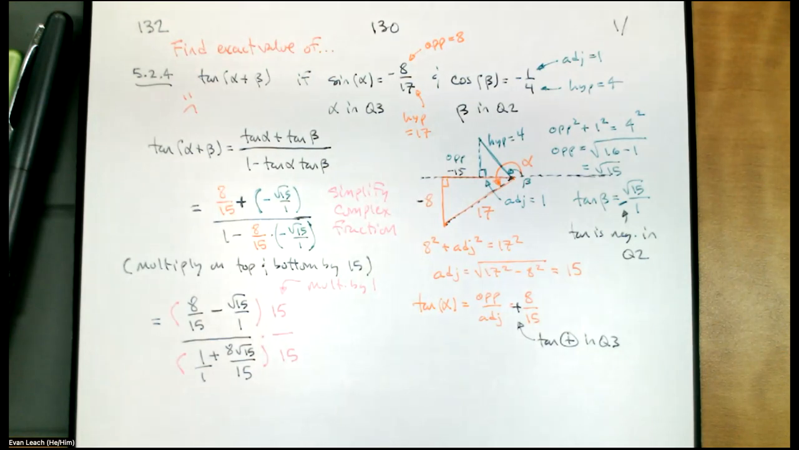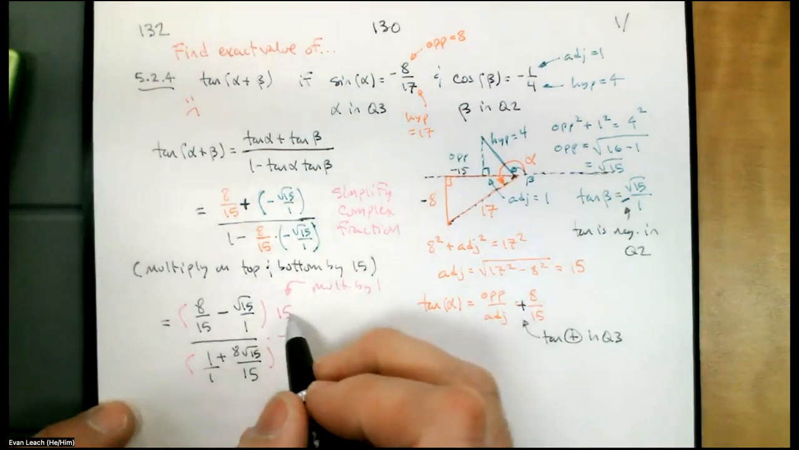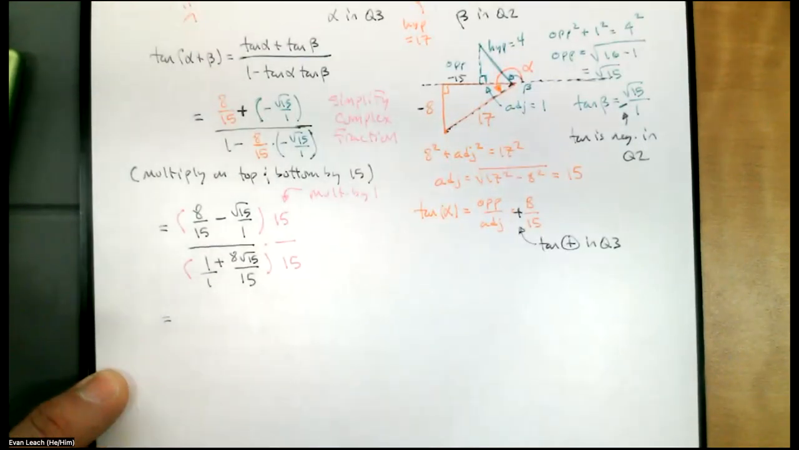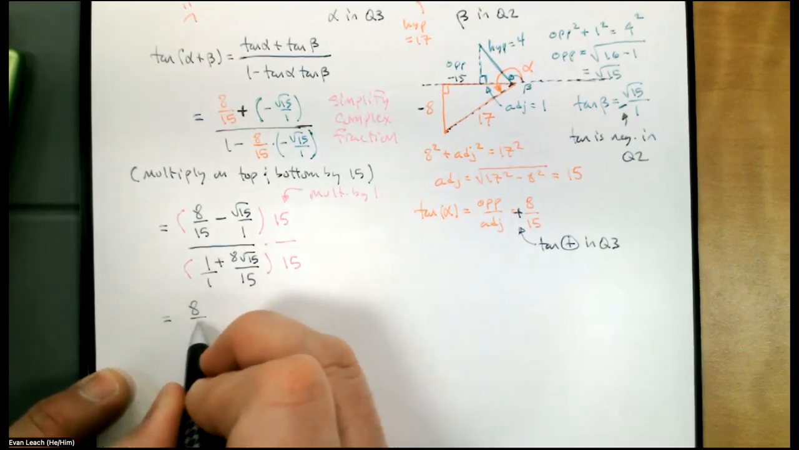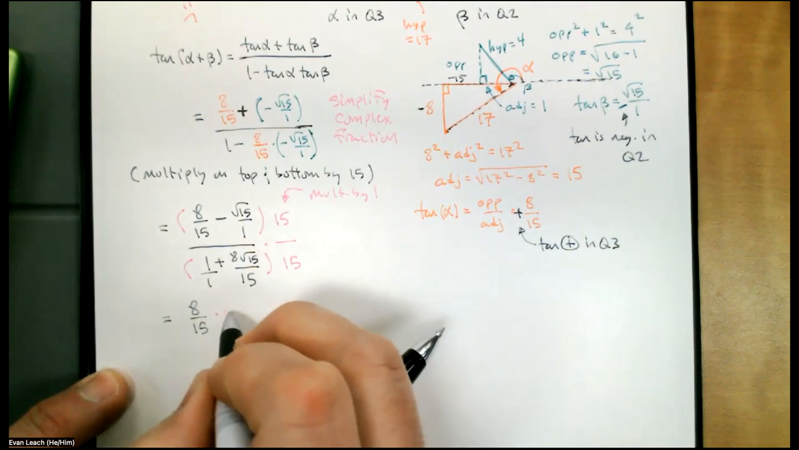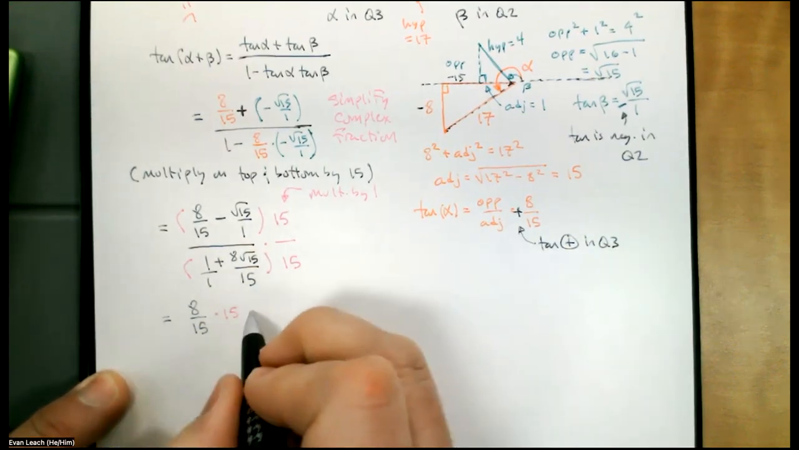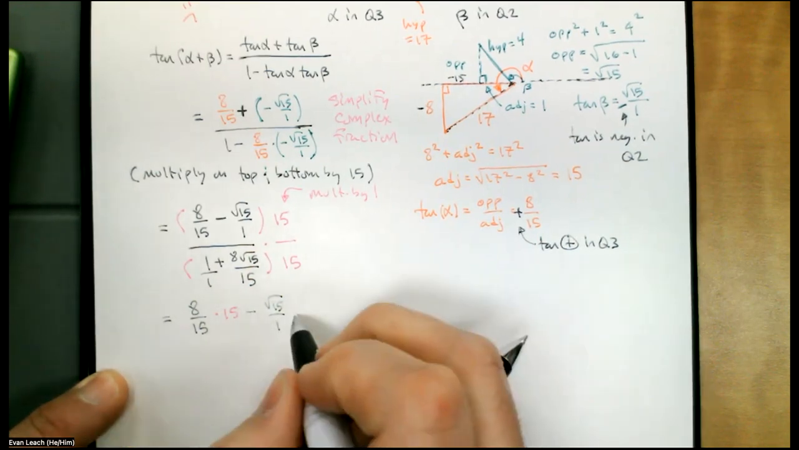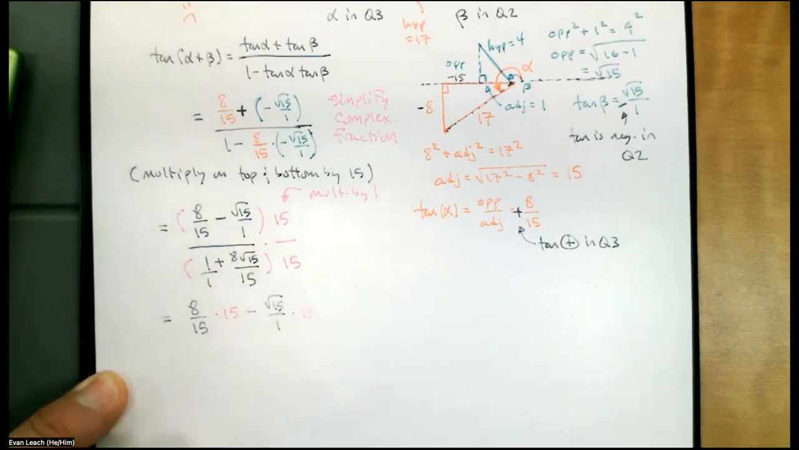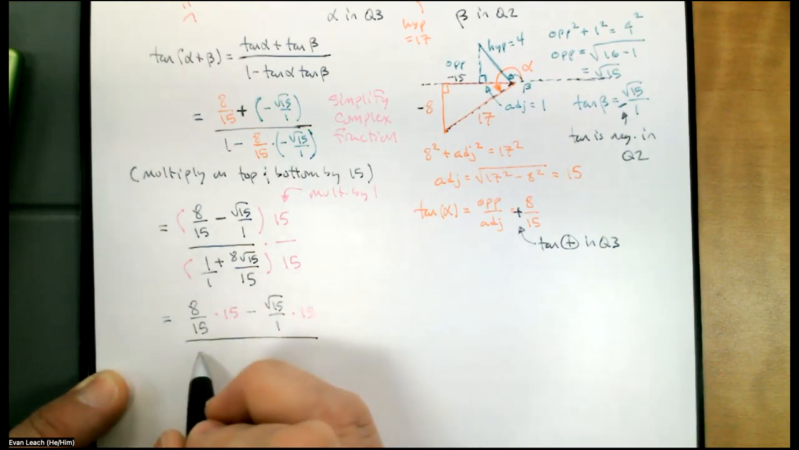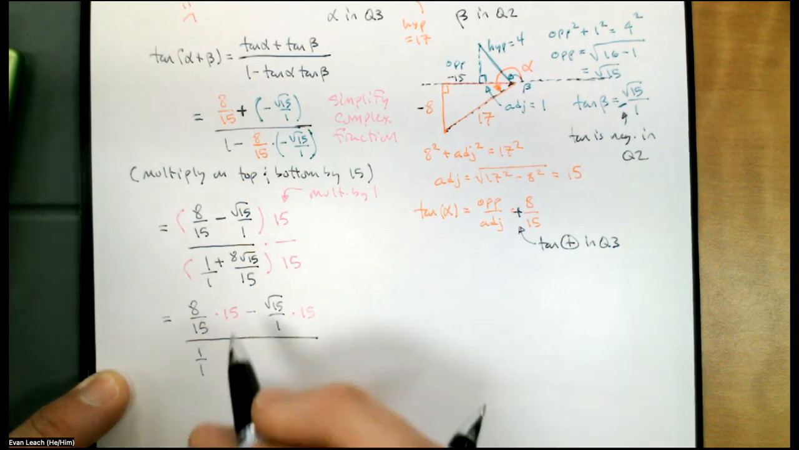We have to distribute it properly because I've got to multiply the entire numerator by 15. 15 multiplied by this 8 over 15. I'm going to write out all the details because everybody likes to see all the details. So we're using the distributive property here, because the distributive property is multiplication distributing over addition. And I get this 1 over 1 times 15.